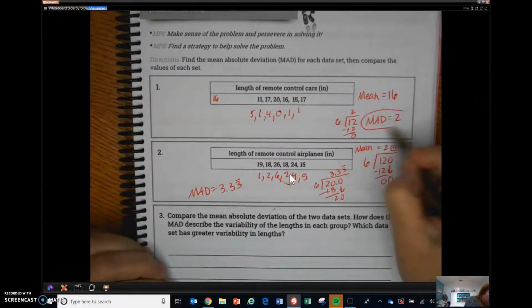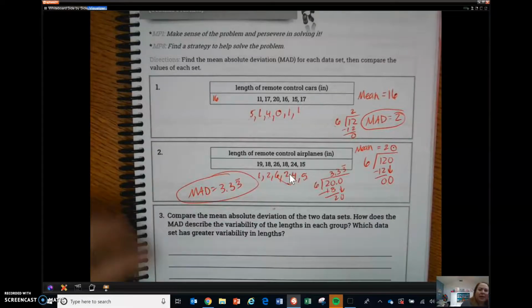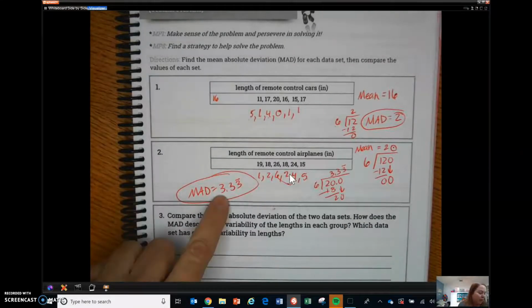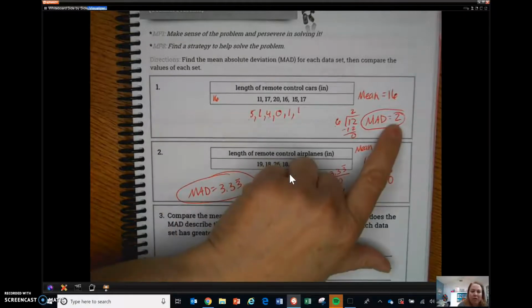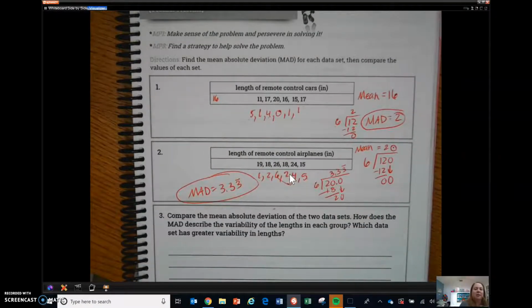Okay, now compare the mean absolute deviation of the two data sets. How does the MAD describe the variability? So here's a MAD and here's a MAD. If the MAD is a bigger number, it's going to be more of a deviation. The smaller number is going to be more precise information. So the data is more precise. And that's basically all they want you to do there.